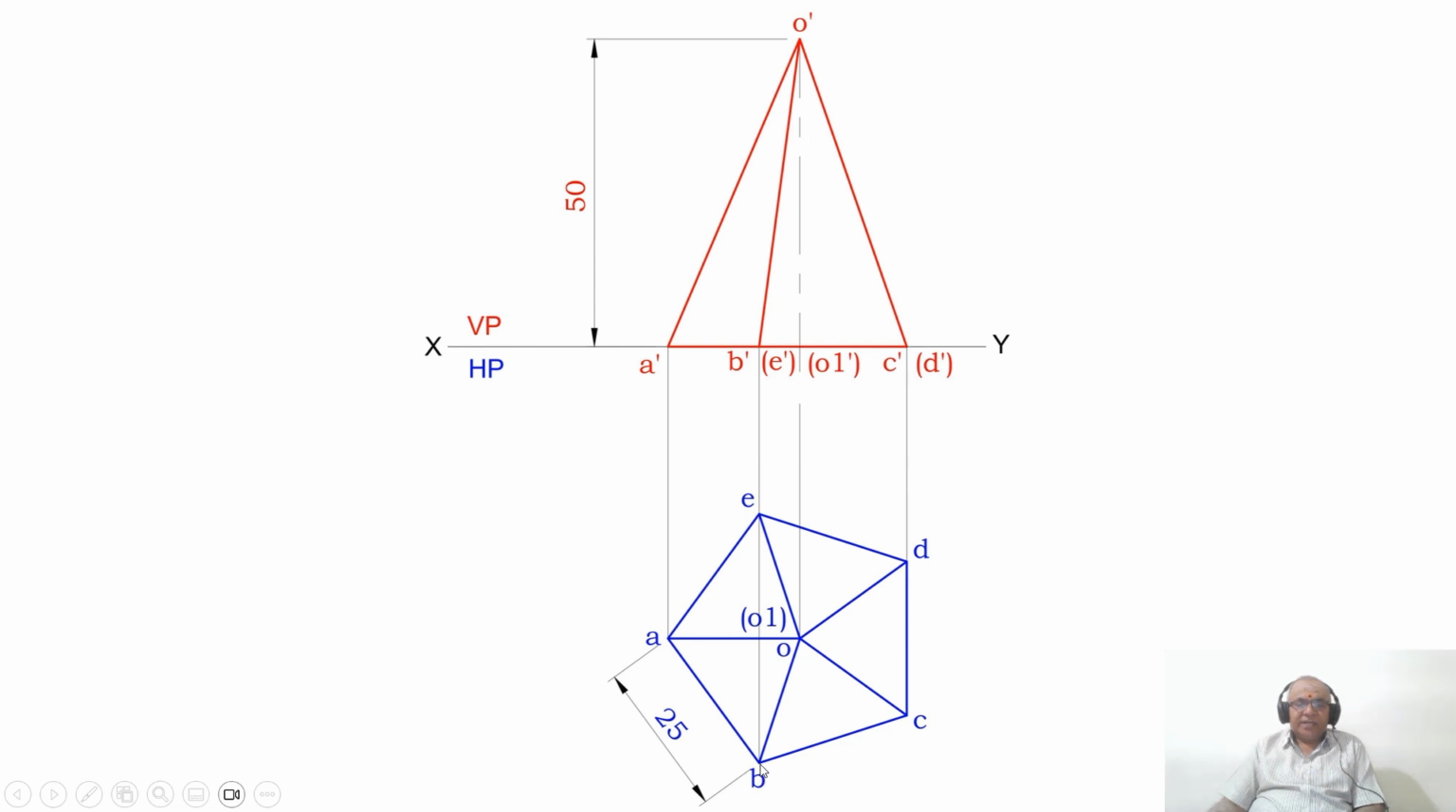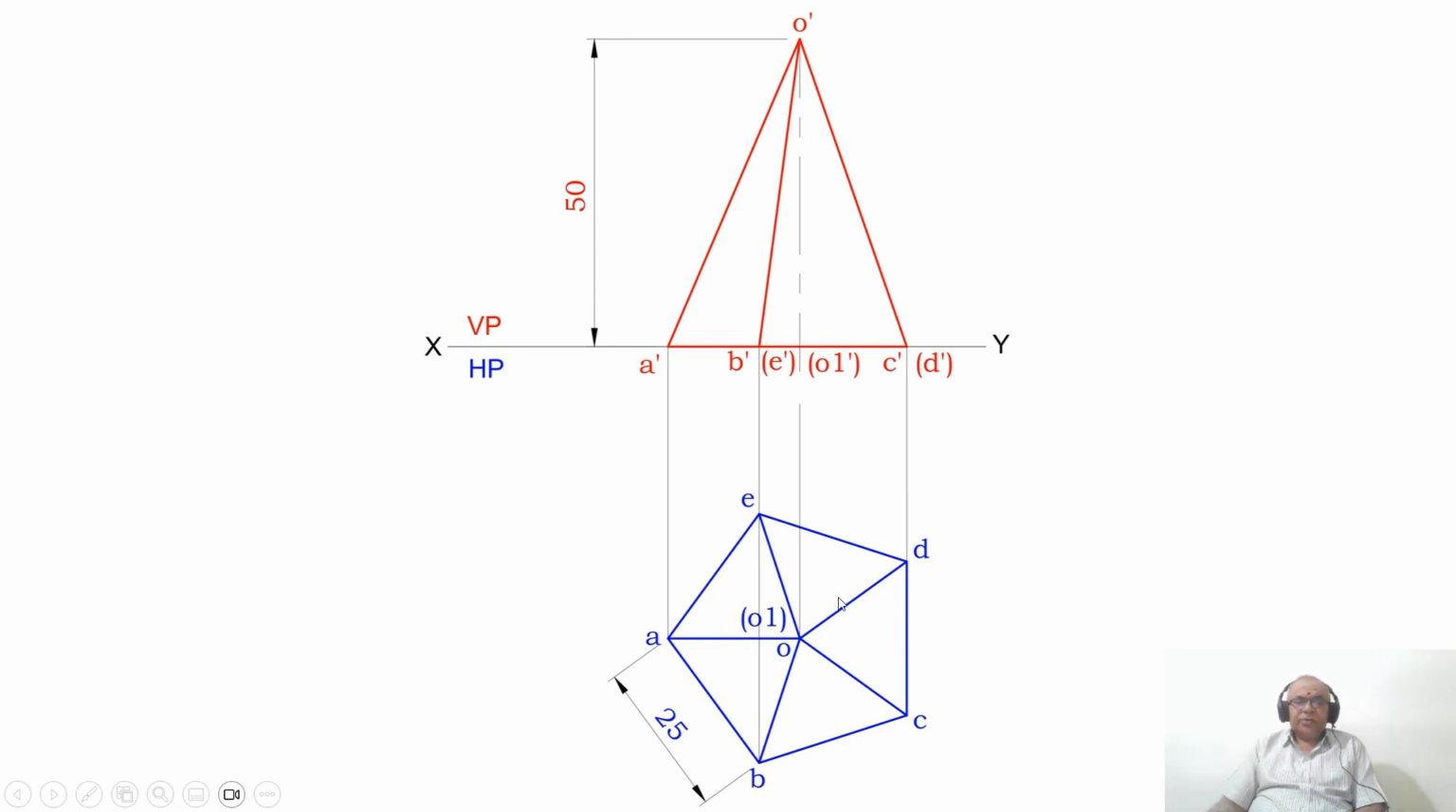With B as center, again you take the radius of 25 and draw an arc, and with C as center, with the radius of 25, cut an arc on the previously drawn arc, and you mark that point as A. Then you join A to B, B to C, C to D, D to E, and E to A with a dotted line. Then again, by using the protractor with C as center with respect to CD, you measure an angle of 54 degrees, that is, you are bisecting the angle, and you draw an inclined line. Similarly, with D as center, you measure an angle of 54 degrees with respect to CD and draw an inclined line. Both these lines will intersect at this point, and you mark that point as O and O1 in bracket. Then join O to C, O to D, O to B, O to A, and O to E with a dotted line.